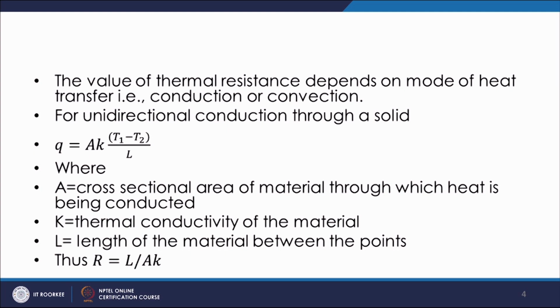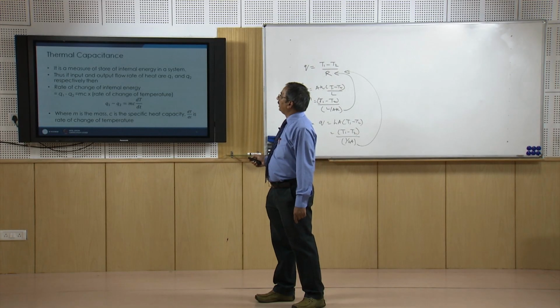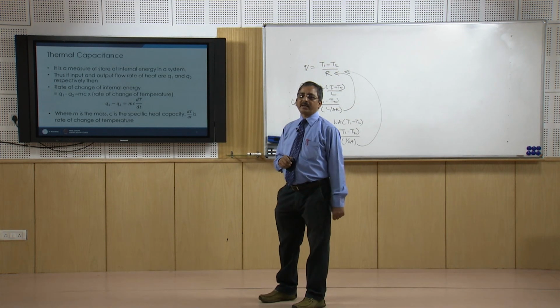Okay. Now, here A is what? It is the surface area across which there is a temperature difference, and H is the coefficient of heat transfer. And so, from here I define R is equal to 1 by HA. Okay. Next building block is the thermal capacitance.